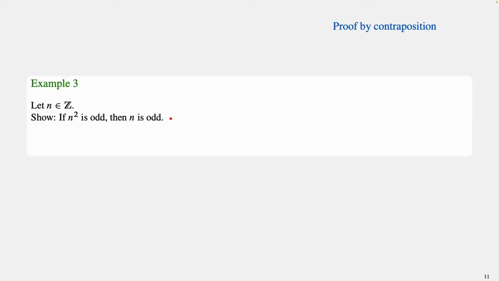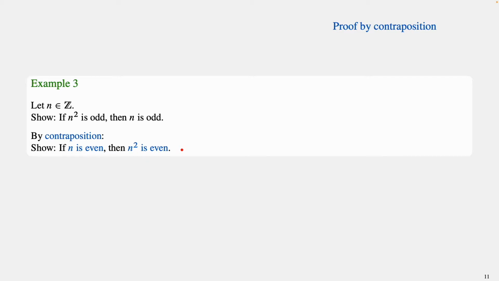And trying to prove this directly turns out to be quite tricky, but the proof by contraposition is surprisingly easy. So we formulate the contrapositive of our problem. So we want to prove if n is even, then n square is even. Okay, so look what we did here. This is A implies B, and what we did, we negated both parts and reversed the order of the implication. So A implies B is equivalent to not B implies not A.